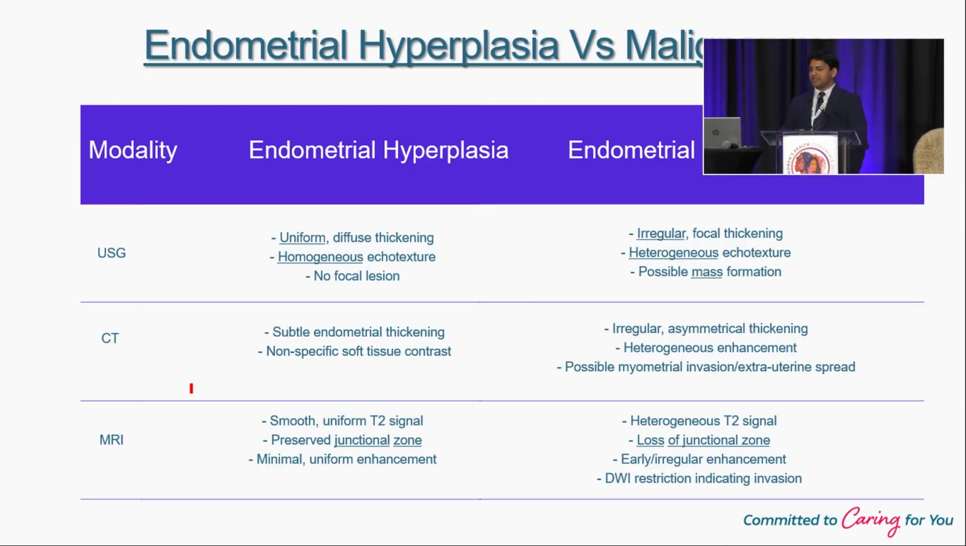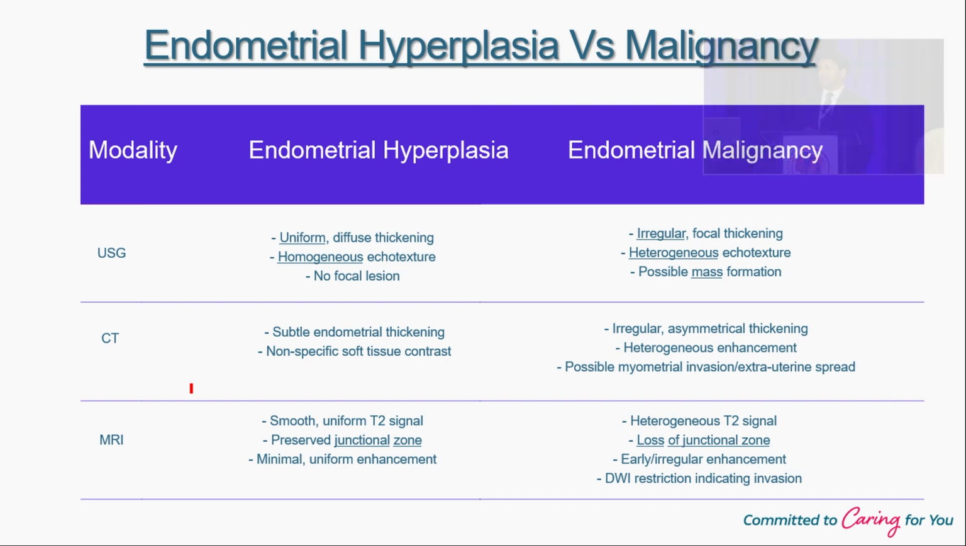The first case I want to discuss is endometrial hyperplasia versus endometrial malignancy. Endometrial hyperplasia is a benign condition which causes thickening of the endometrium. Usually it is diffuse, homogeneous, and doesn't have any mass, whereas endometrial malignancy has irregular thickening, it has inhomogeneous opacities, so it causes irregular thickening of the endometrium, and sometimes it can form mass-like features.